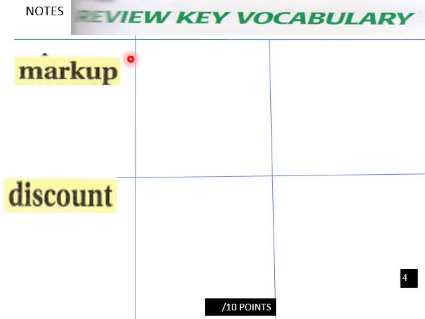Here is your vocabulary, which goes in your notebook, students. Notebook page 4 on lesson 7.6: markup and discount in your own words. Define these to get your 10 points.